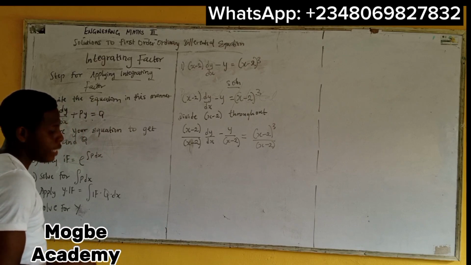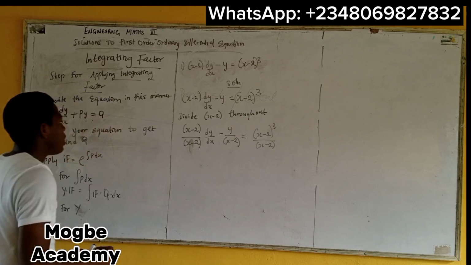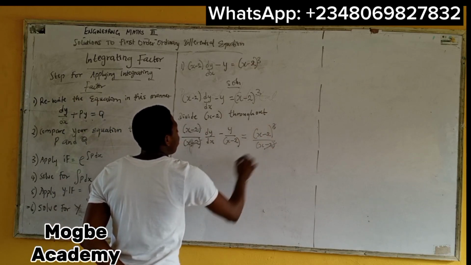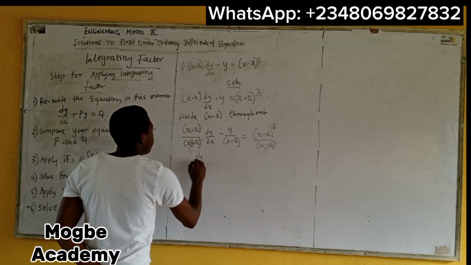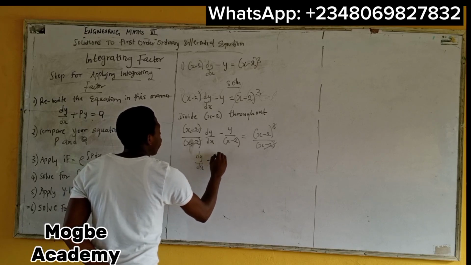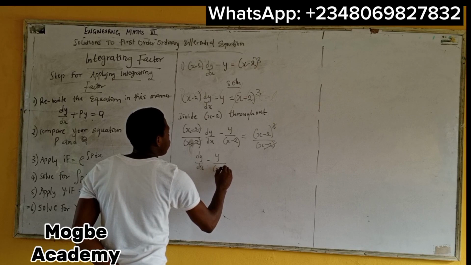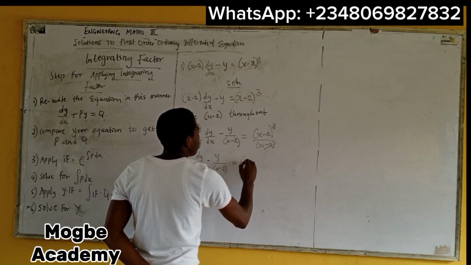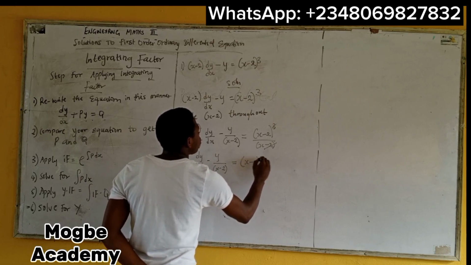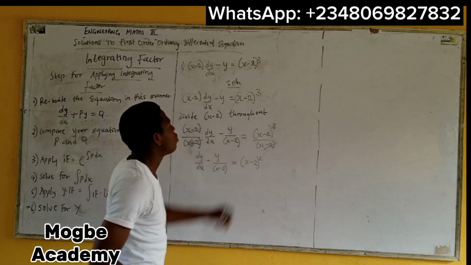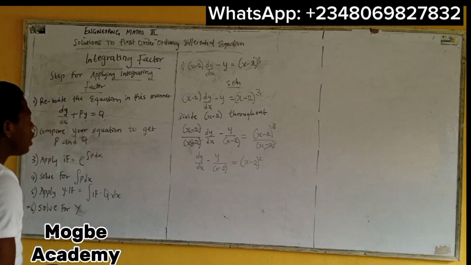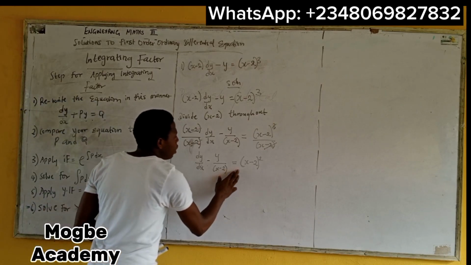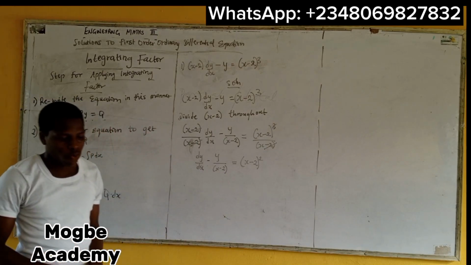So we can make dy dx stand alone. How do we make dy dx stand alone? This can cancel this. This one will cancel one of these. So we are left with dy over dx minus y all over x minus 2. Now what do we have on the other side of the equation? We are left with x minus 2 all squared, because one of these has cancelled the cube there. So you are left with dy over dx minus y divided by x minus 2 equals x minus 2 all squared.